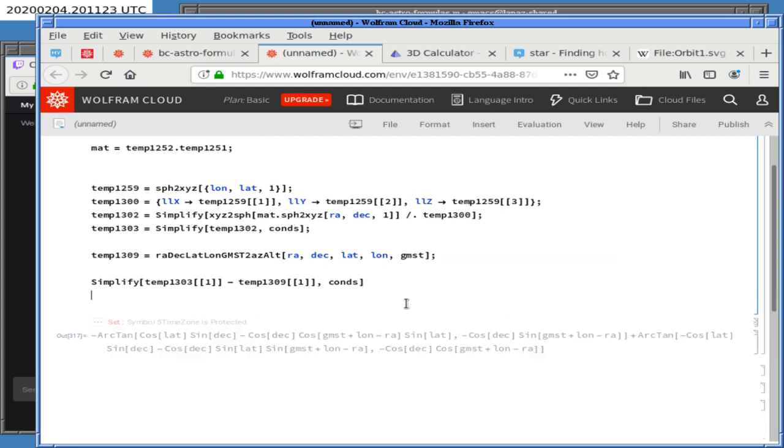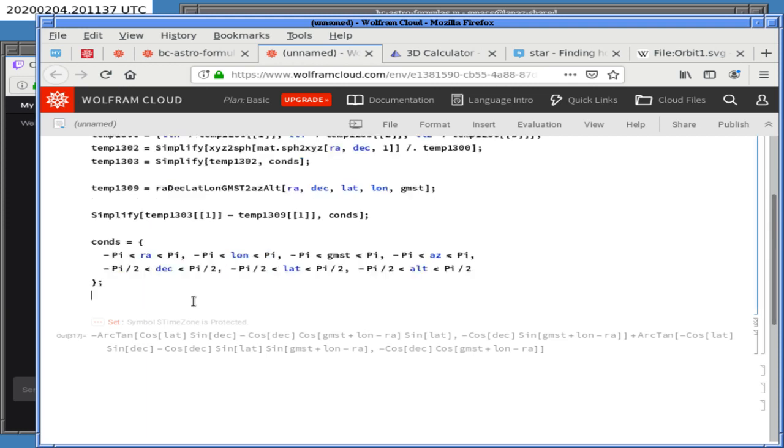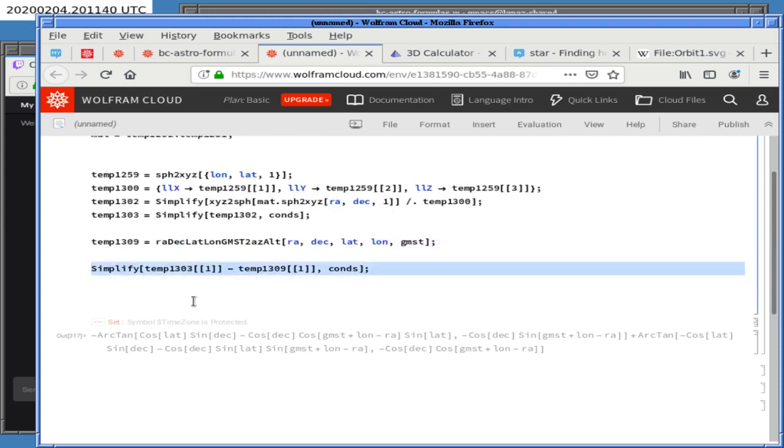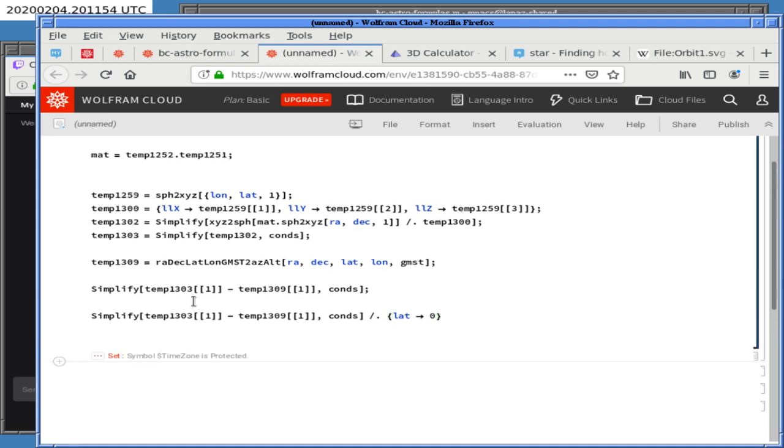So one way to test that is to assign some values to the various variables and see what happens. Okay, undo, I don't want that. I want this, but I don't need, well, actually, why not? Alright, so we're going to do this given... This is a very special case, latitude equals zero. If this gives us zero, that's great, but not a proof, obviously.